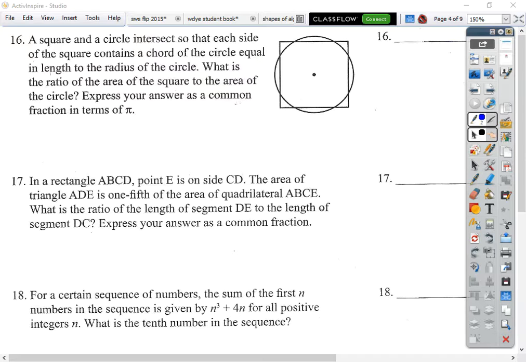of the square contains a chord of the circle equal in length to the radius of the circle. So they're talking about this part right here and telling us that this part is equal to our radius, r. And the goal is to find the ratio of the area of the square to the area of the circle. Express your answer as a common fraction in terms of pi.